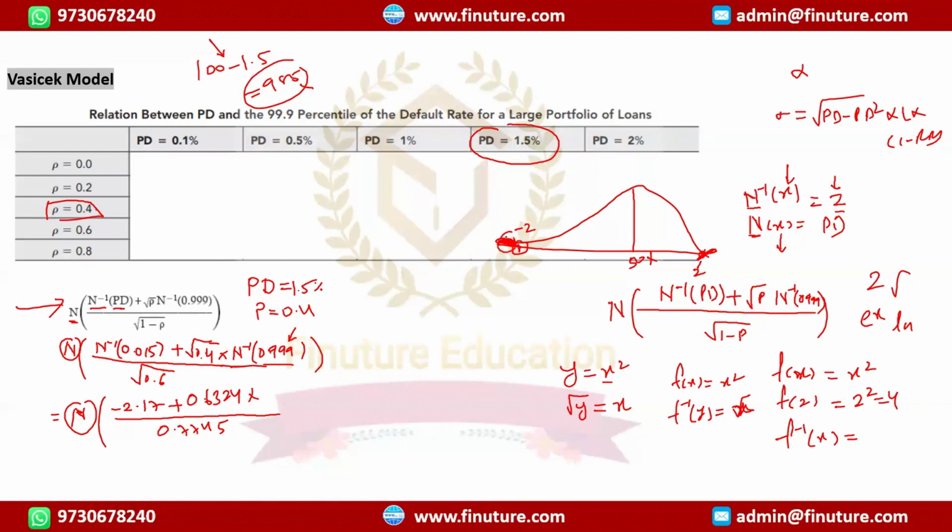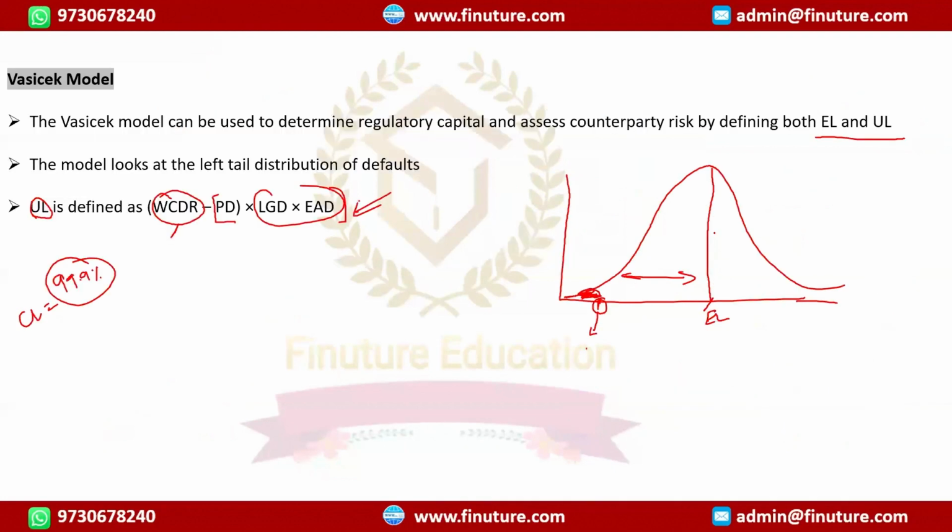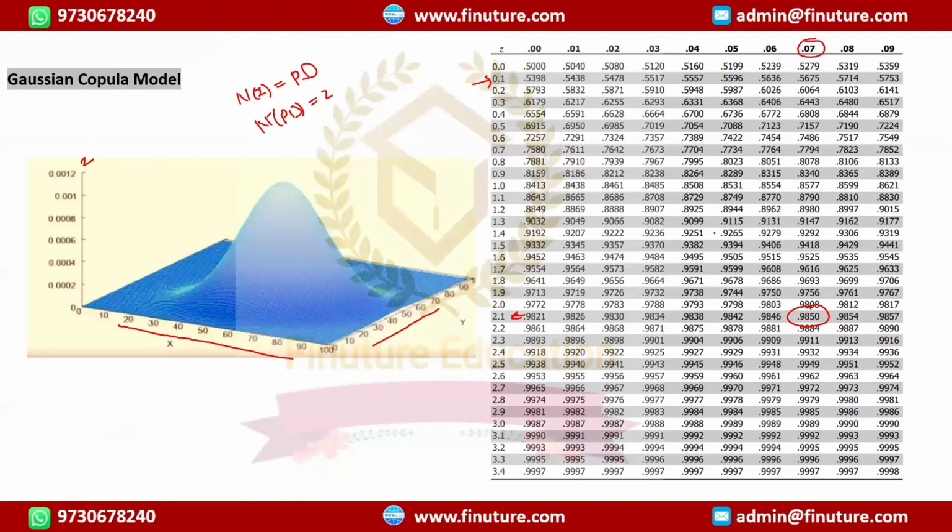1.5% was a smaller value, which I cannot directly see from the table. 99.9 is very much on the higher side, on the rightmost side, so it can be seen directly in the table. So tell me, what is the Z value for 99.9%? 0.999, right?